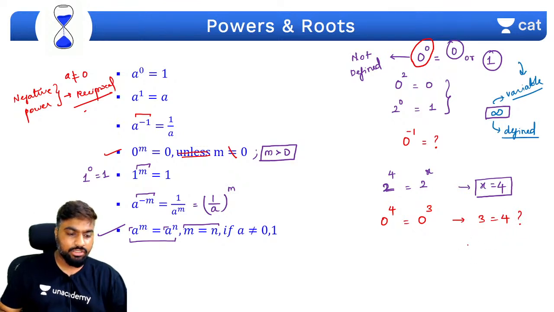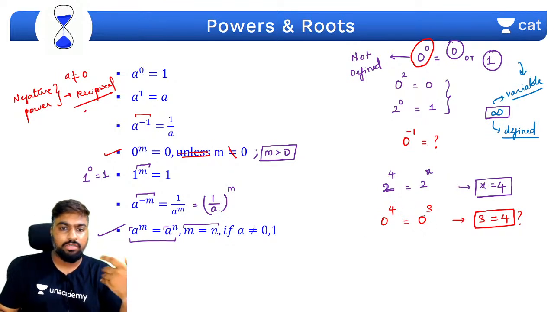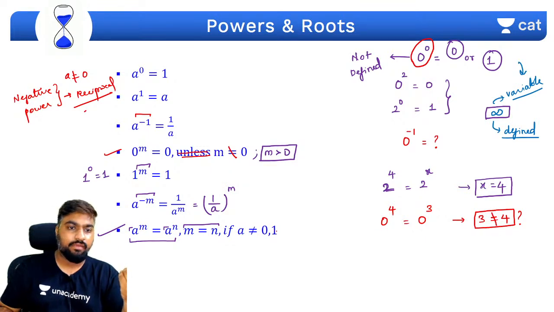Yeah, sure Yatharth, sure buddy. Our entire childhood, entire knowledge that we have gained in school, everything will go crazy, right? 0 to the power 4 is 0, 0 to the power 3 is also 0, but is 3 equal to 4? No. So this wouldn't work for 0, this wouldn't work for 1.